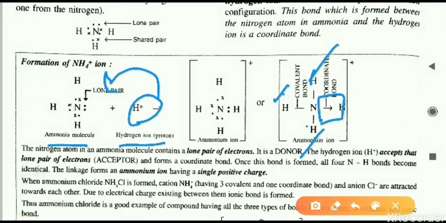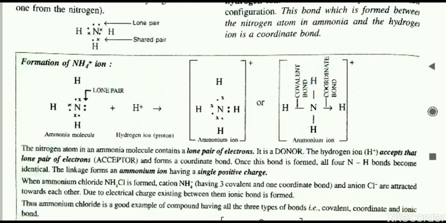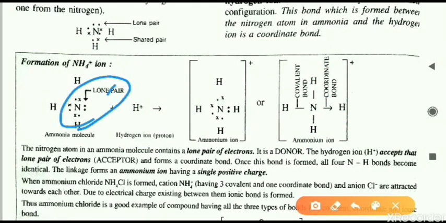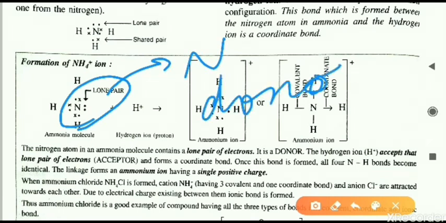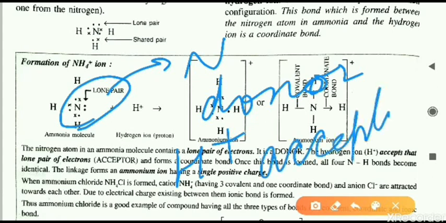Which is the donor atom now, which is providing electrons? The electrons are provided from nitrogen atom. Nitrogen is having the lone pair of electrons, because lone pair are provided from nitrogen. So nitrogen is the donor in this case. And what is the acceptor one? This one here, H plus. H plus is accepting this lone pair of electrons. It is the acceptor in this case.